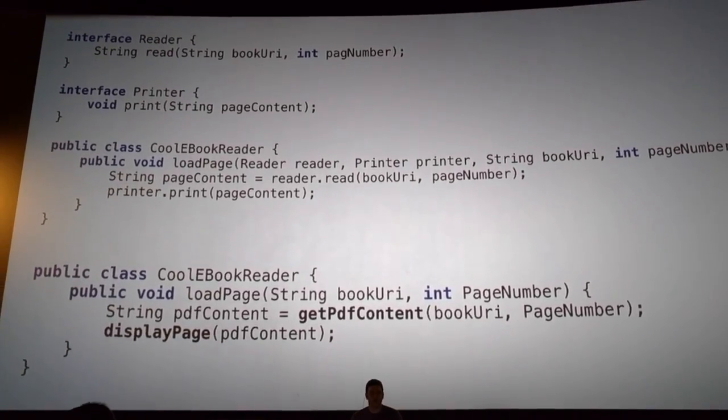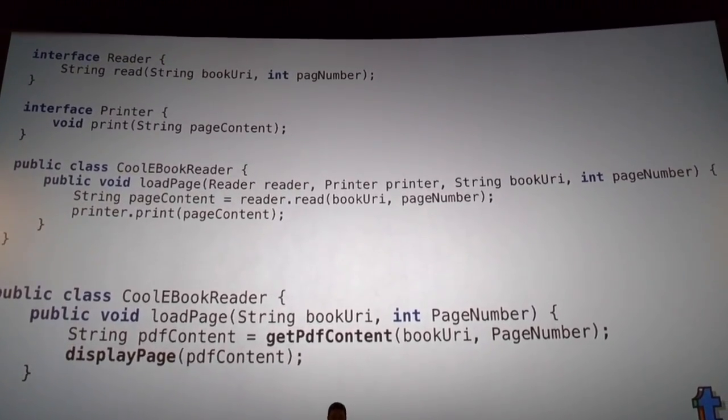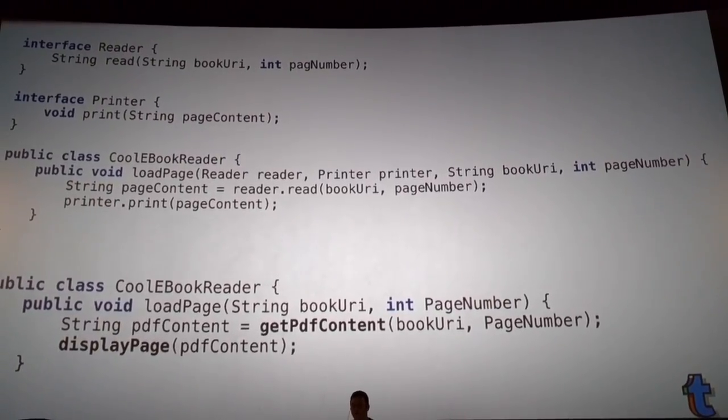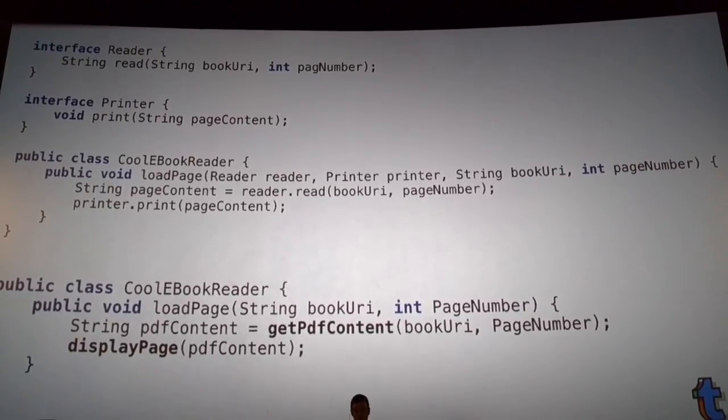And in the future, if we want to support other book types like iBooks, all we have to do is implement the reader interface, pass it into this function, and it just works. You don't have to actually go and modify ebook reader.